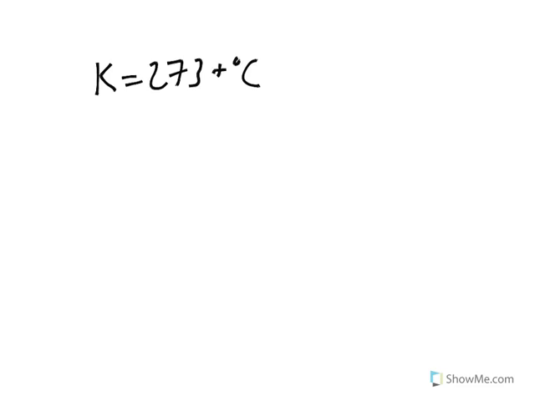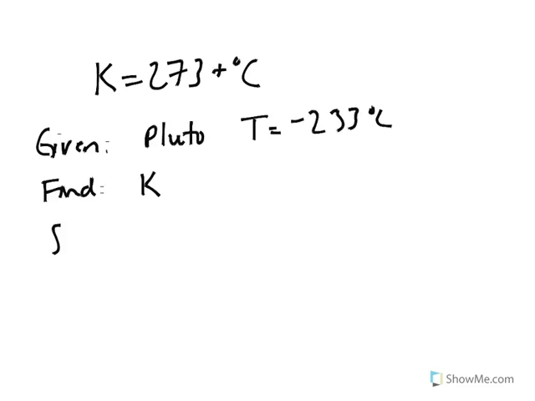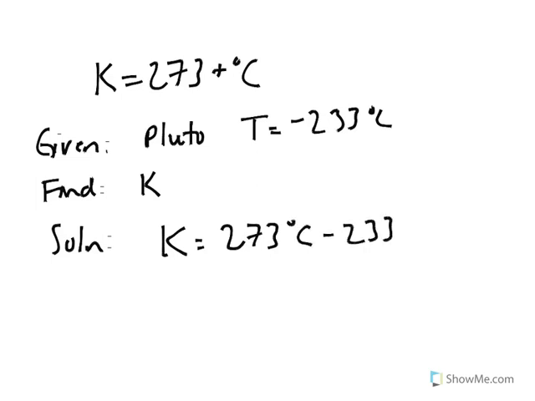To convert from Celsius to Kelvin, you take 273 and you add on that degree Celsius value. So let's say you have Pluto, and you know that its surface temperature is minus 233 degrees Celsius. We want to find out what it is in Kelvin, so let's solve. The Kelvin is equal to 273, and then we're going to add on minus 233, so we minus 233 degrees Celsius, and we get 40 degrees Celsius.